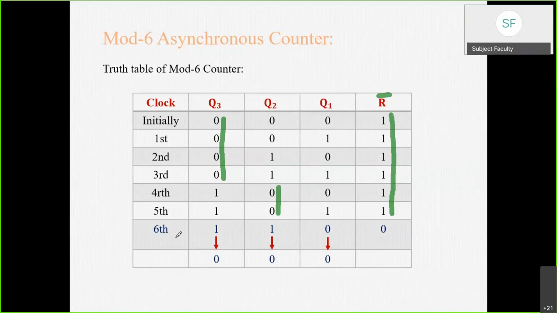At the sixth cycle, what happens? The values of Q3 and Q2 become 1, 1. It will go into the next state for a very brief moment. As soon as Q3 becomes 1 and Q2 becomes 1, the reset will be 0, and it will clear all the flip-flops, making the values of all flip-flops 0, 0, 0. That means your counter will reset itself after the 6th count.